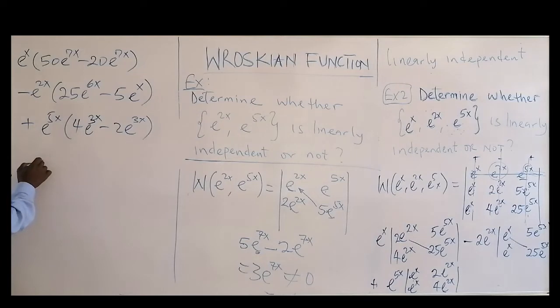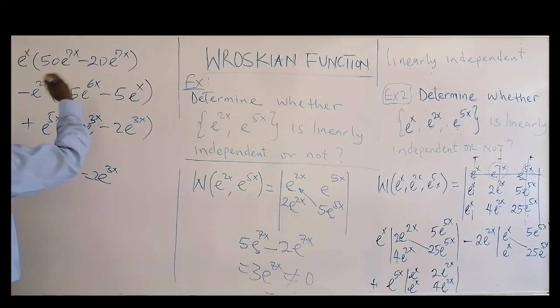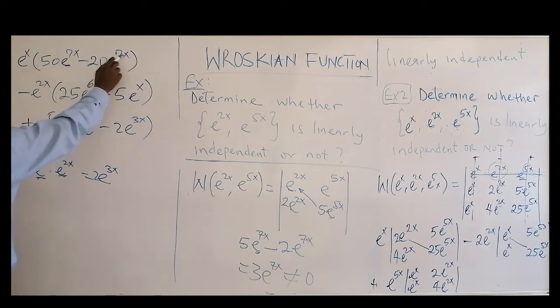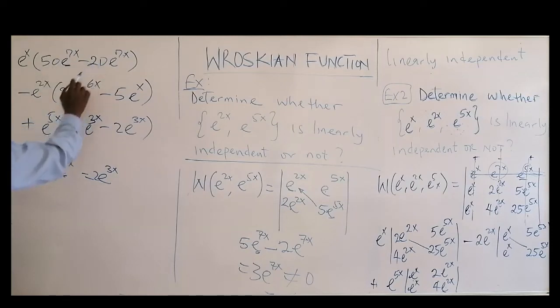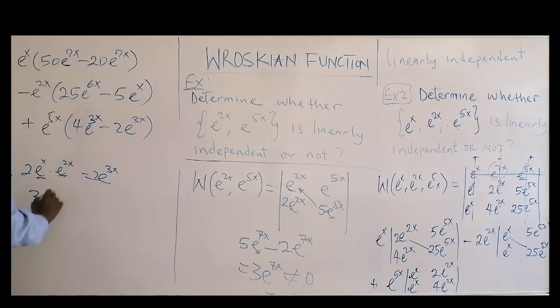Don't forget that e^x times e^2x, what you are doing, the exponential, the base is the same. Just add the power together. That's e^3x. And whatever number is there, the number stays with that. Before you can add or subtract the exponentials, they must have the same power. Then they are addable or subtractable. 50 minus 20, that's 30. That's 30e^7x times the one outside, that's e^8x.